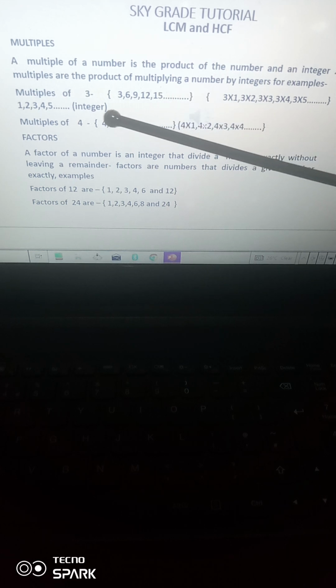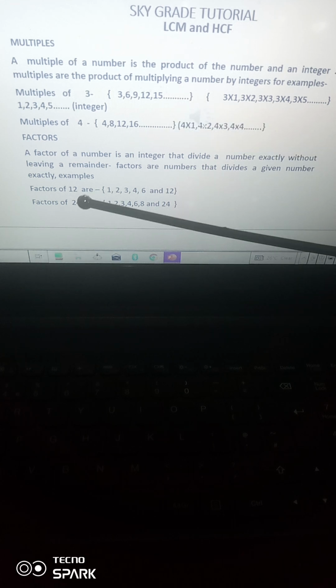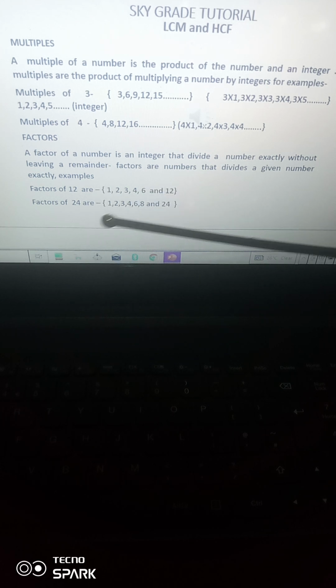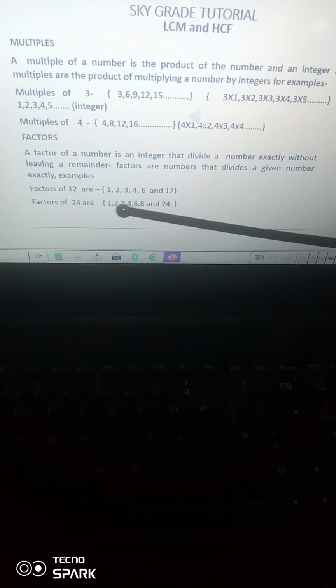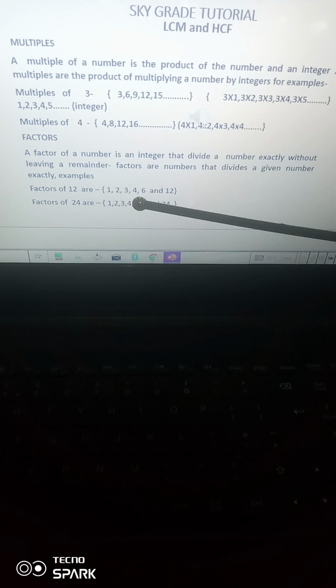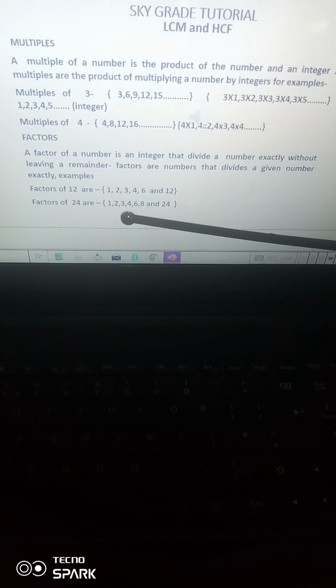For instance, you can keep on writing the multiples of 3 continuously, but you cannot keep on writing the factors of 12. Factors of 12 begin with 1 and end with 12. Factors of 24 begin with 1 and end with 24. You cannot have a factor of a number that is greater than that number. That is one of the differences between multiples and factors.